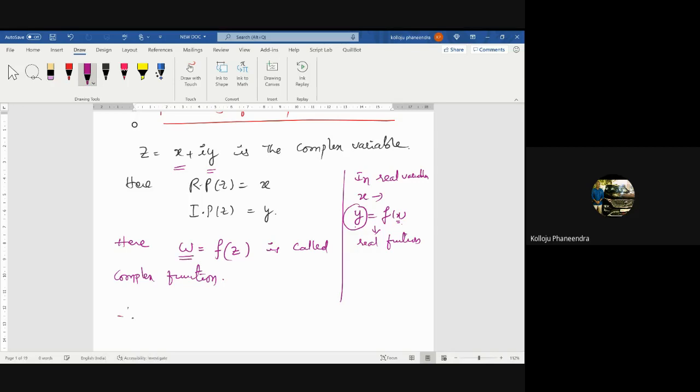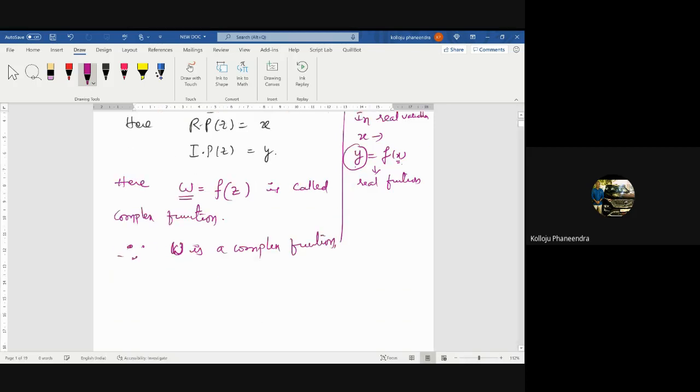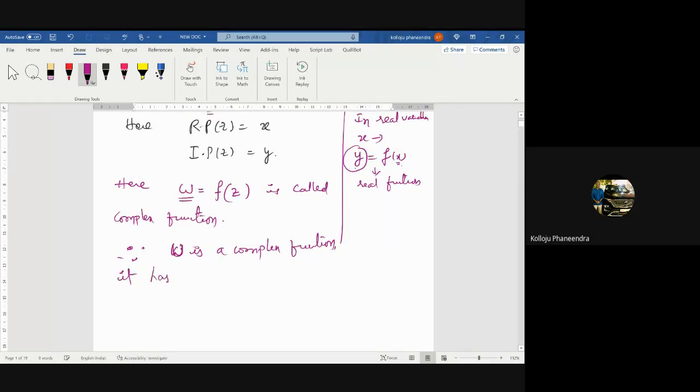Therefore, since w is a complex function, it has the form w equal to some real part plus some imaginary part. W equal to u, the real part, and v, the imaginary part. And clearly, u and v are not constants. These are functions of x and y. W equal to u of x comma y plus i into v of x comma y. Therefore, w equal to f of z.